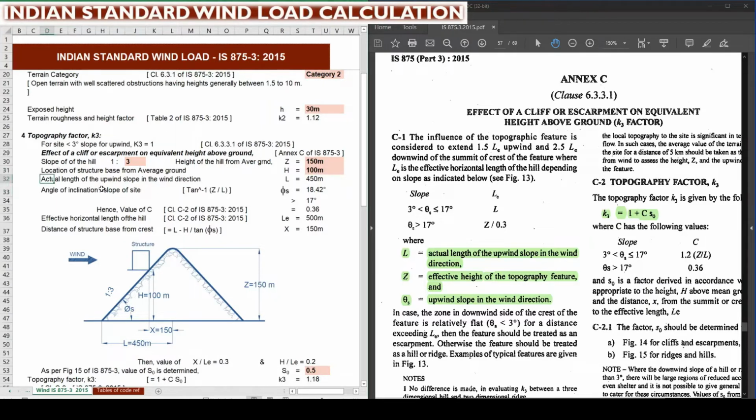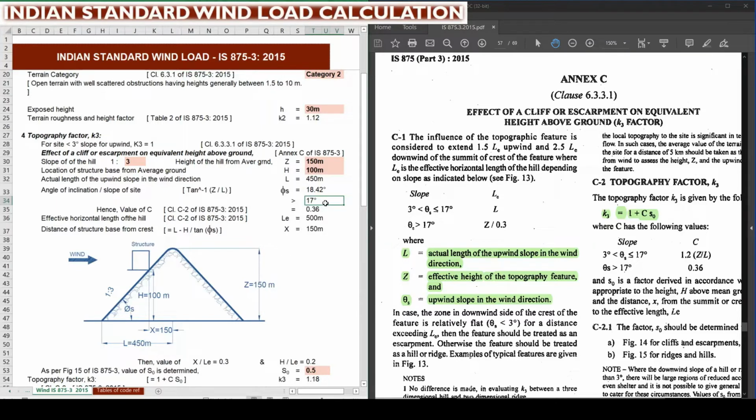We can also calculate the actual length of the upwind slope in the wind direction, L, that is the distance from the start of the slope to the peak of the slope. L equal to Z into 3, where 3 is the horizontal component of the slope value. 1 to 3 here is defined as 1 vertical and 3 horizontal. So multiplying 3 into Z, we get the L value as 450 meter. Angle of inclination is tan inverse of Z by L, so we get 18.42 degree, which is greater than 17 degree.